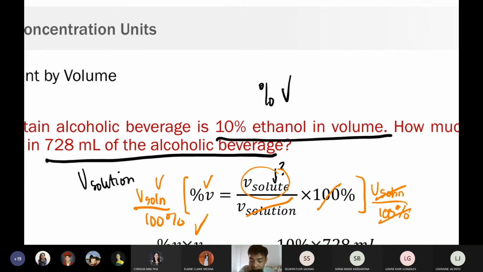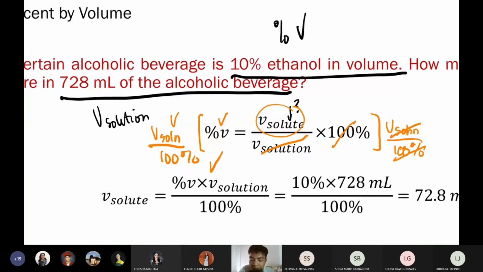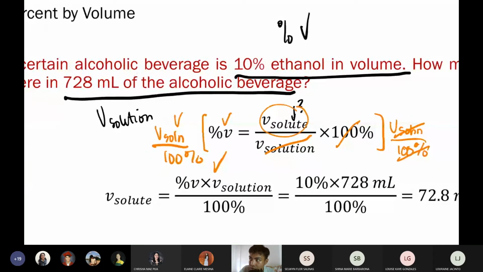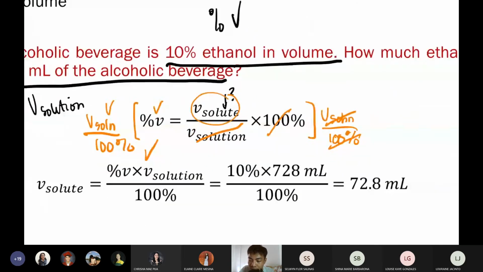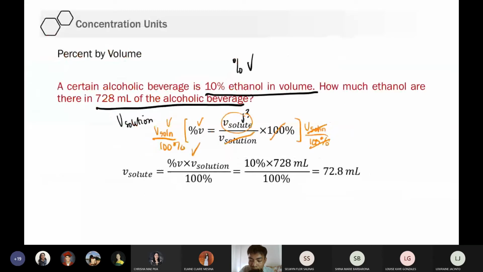Okay? So, ganun lang. So that's V solute equals percent V times volume solution, all divided by 100%. And then you plug in all the info, and then we get 72.8 ml as the volume for your solute, which is ethanol. Ayun. So yun. Yun na yun.